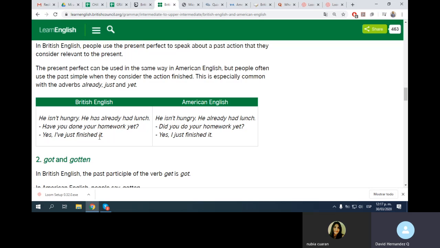I just finished it. Esto suena como did porque para la pronunciación normalmente pegamos la palabra si termina en T o D, la pegamos con la siguiente si comienza por vocal. Entonces decimos, yes, I've just finished it. Y el americano dice, yes, I just finished it. Mira que acá tienen en el británico el have, en el americano no, porque es pasado simple.